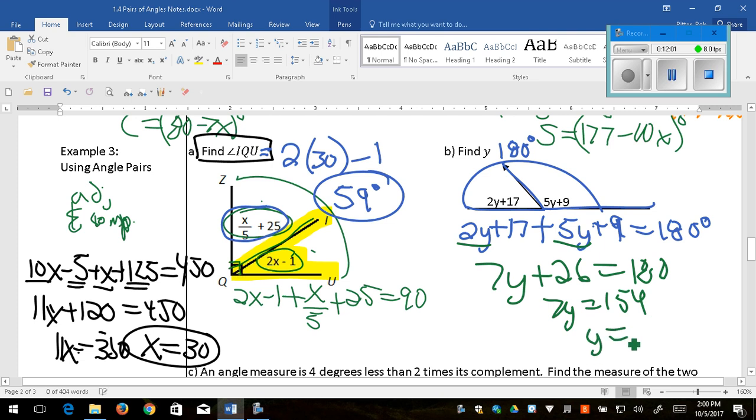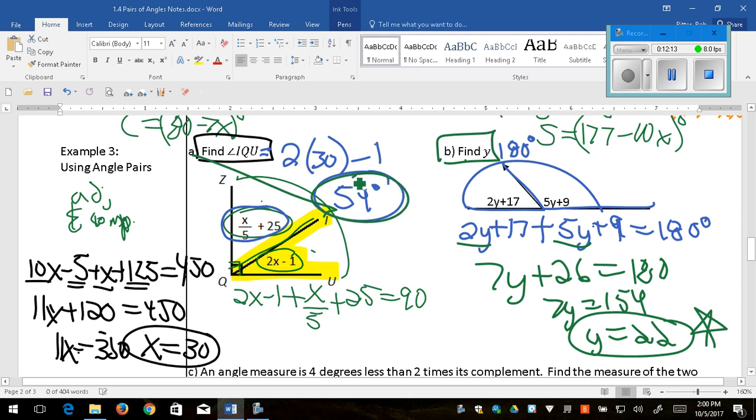Y is 22. Don't put that as your final answer unless they ask for it. Just double check. Yes, find y, we did. So there's our answer right there. We do not need to plug it back in, whereas on letter A, we had to plug it back in, so there's our answer.